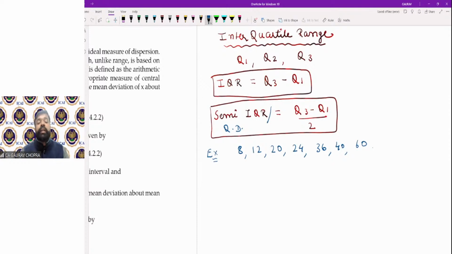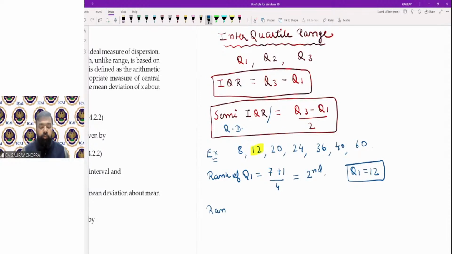First step is arrange the series. So series is already arranged here. Now find out the rank of Q1. 7 observations are there. 7 plus 1 by 4. That is second rank. तो सेकंड पोजीशन पे कौन है? 12। Therefore Q1 is equal to 12.